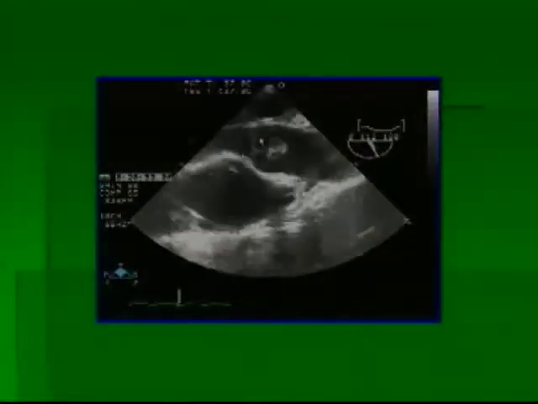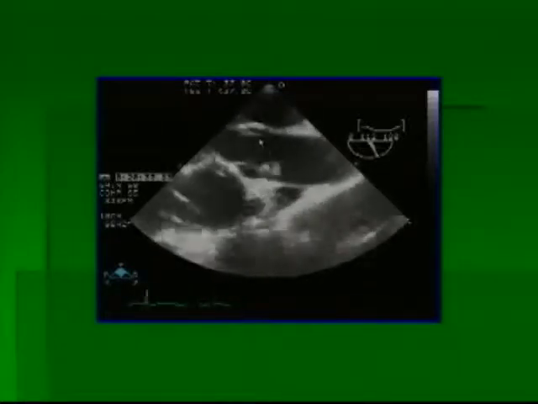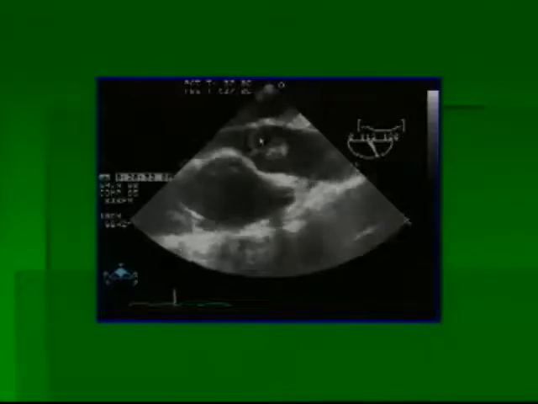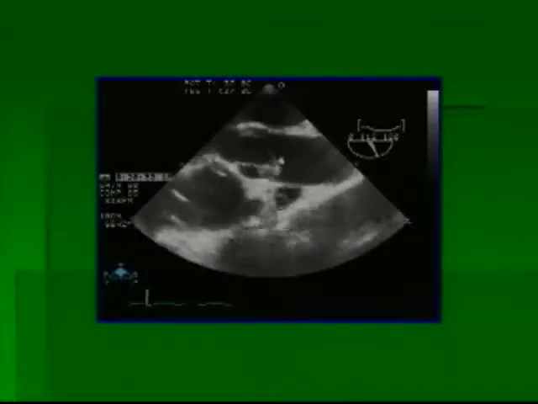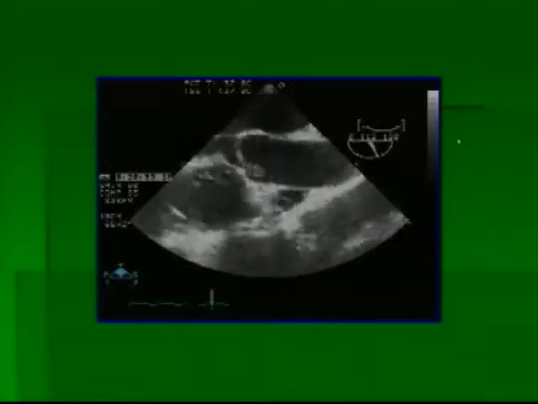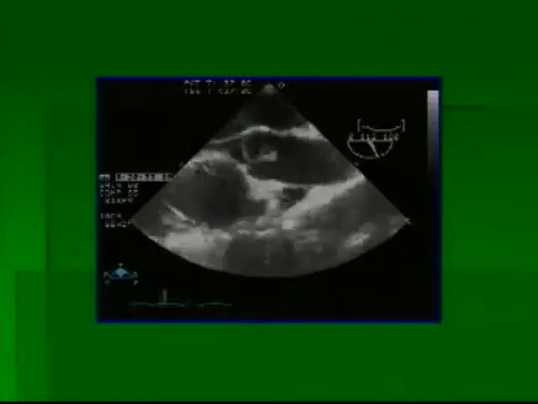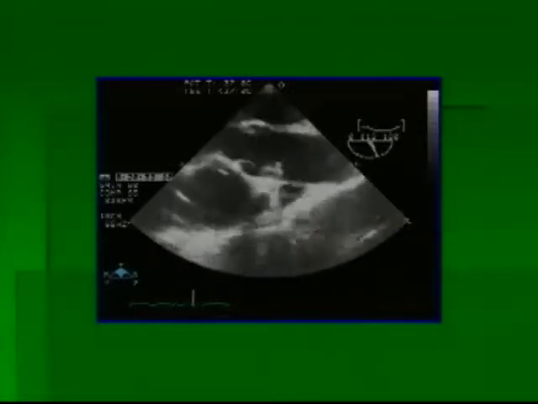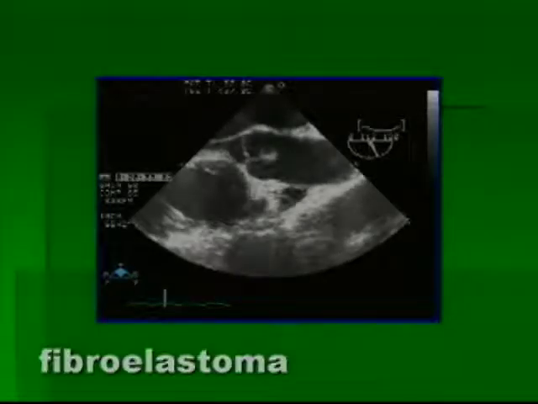So here's another tumor. This, as you can see from this transesophageal long axis view of the aortic valve, is hanging off the aortic valve leaflet. It's large and appears to be attached via a stalk. It's fairly well circumscribed, and it doesn't exactly exhibit the wrecking ball effect, but it's definitely moving around an awful lot in the aortic root. This tumor is a fibroelastoma.